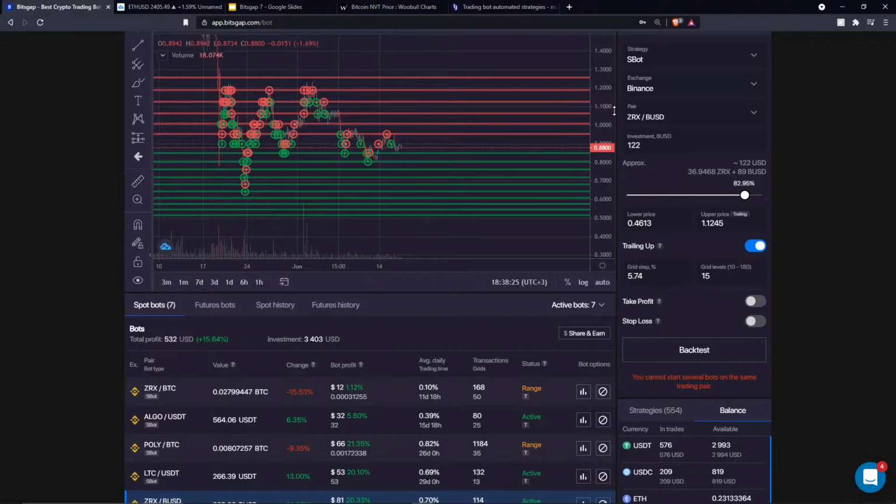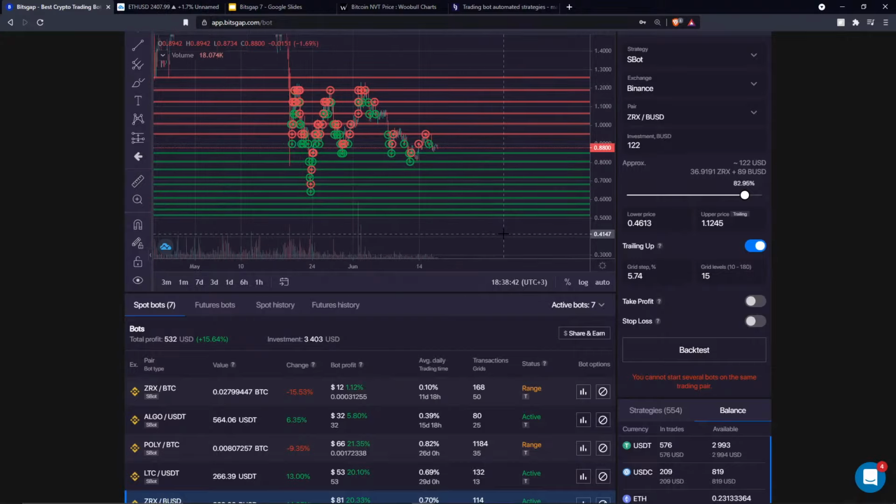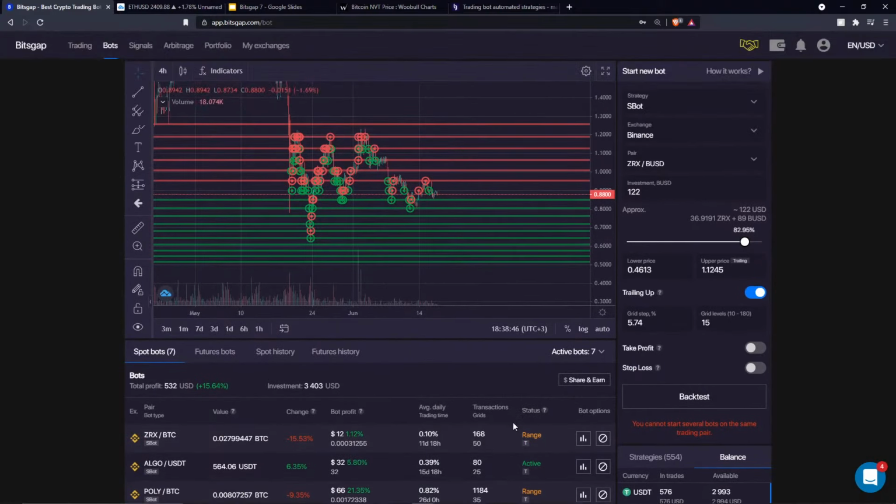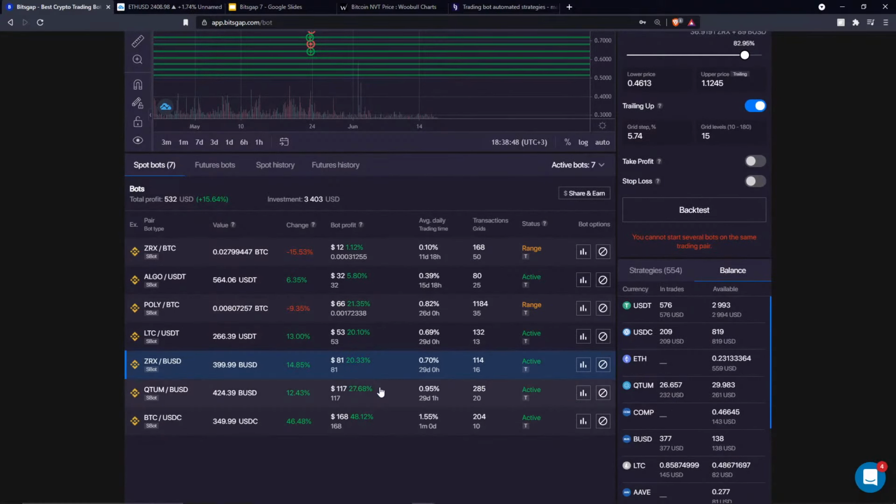So that's the rationale behind the bot, is that you need to have several trading setups. The first one is to buy the dip, and in order to buy the dip, the grid step should be around like 5, 6, sometimes 7%. That's what I did here with these bots.